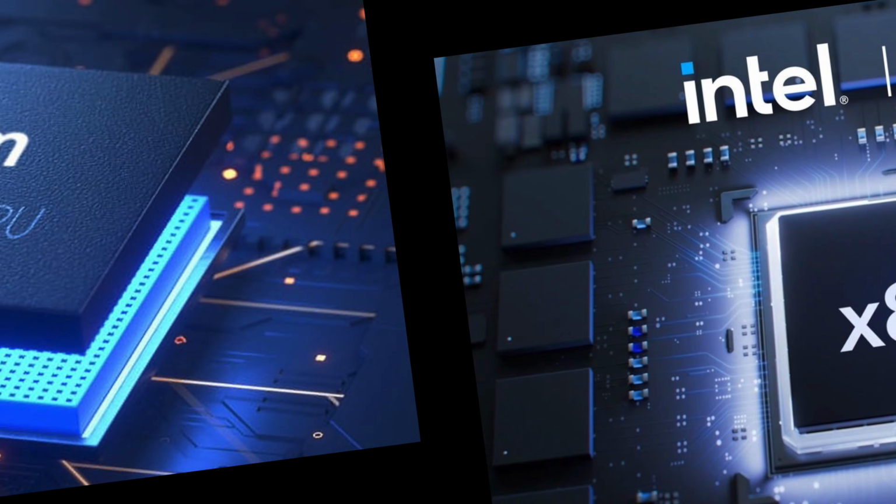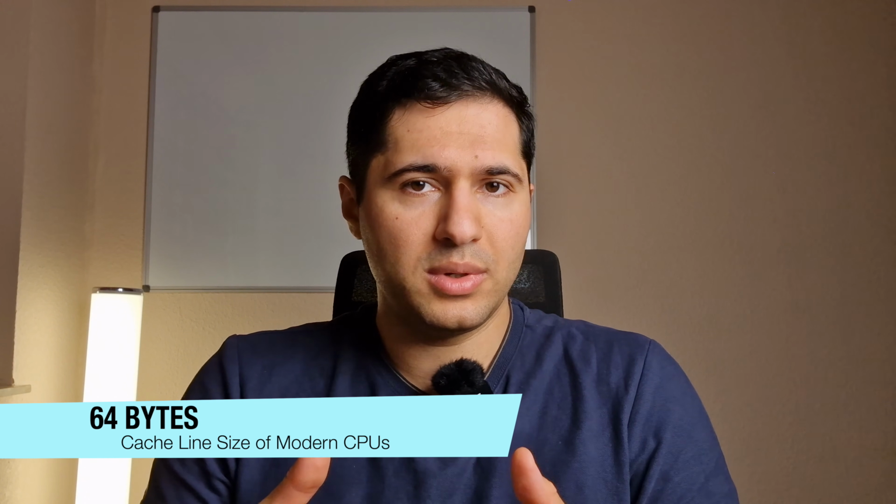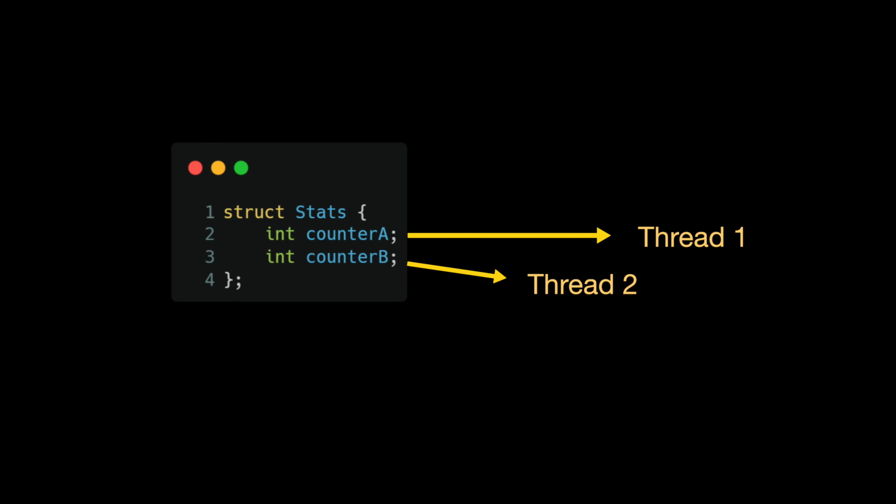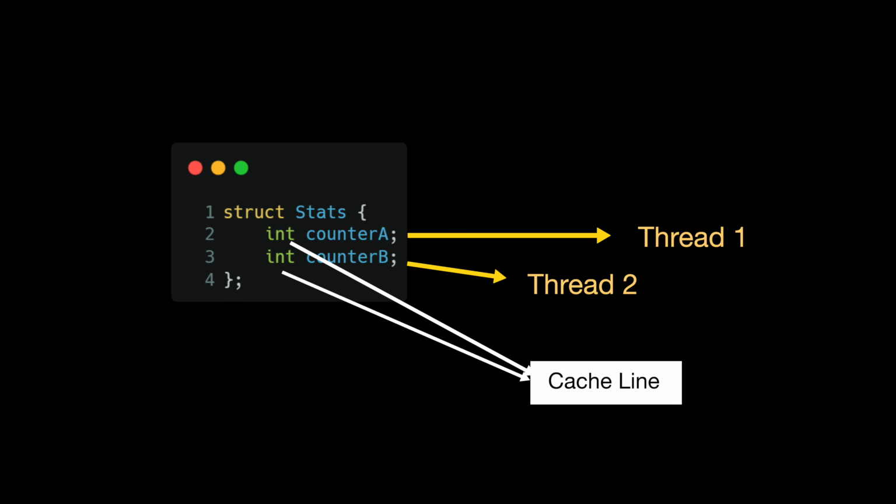On most modern CPUs like ARM64 or x86, the cache line size is 64 bytes. It's a common size, but not guaranteed that all architectures will have the same size. And since both variables are integers, they will typically occupy 4 bytes each. So they will sit in the same line.